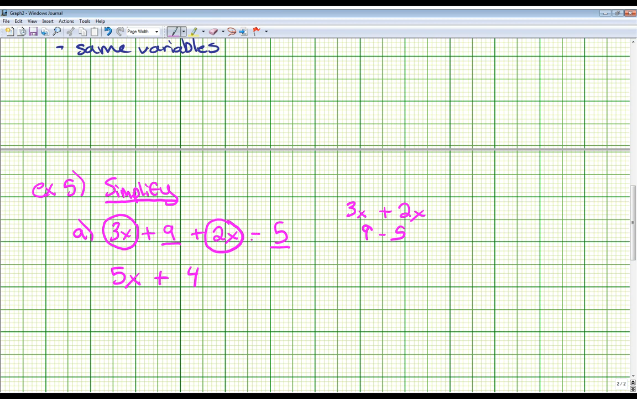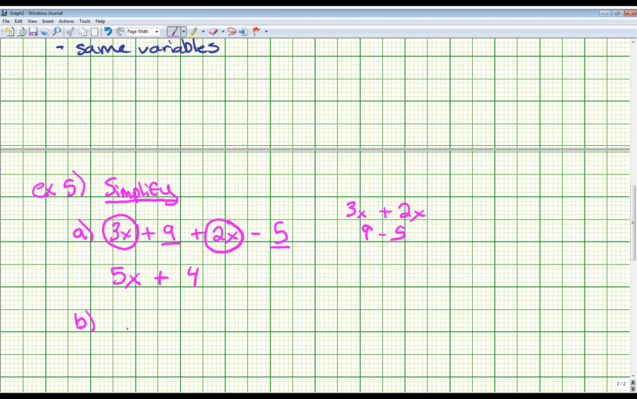The reason I don't just bring down this minus sign is because when I did the actual math, 9 take away 5, I got a positive 4. If I get a minus there, that means I have a negative number that I ended with, and we're not into negatives quite yet.